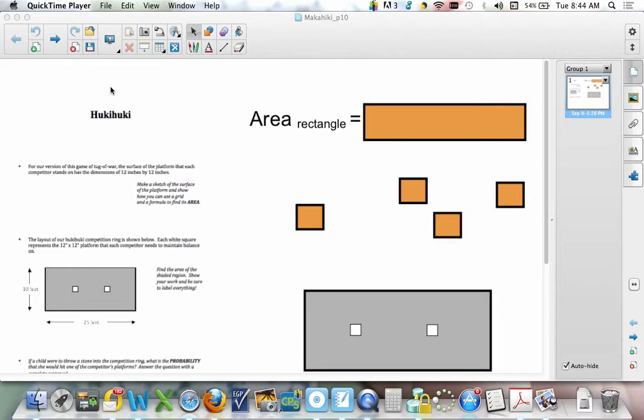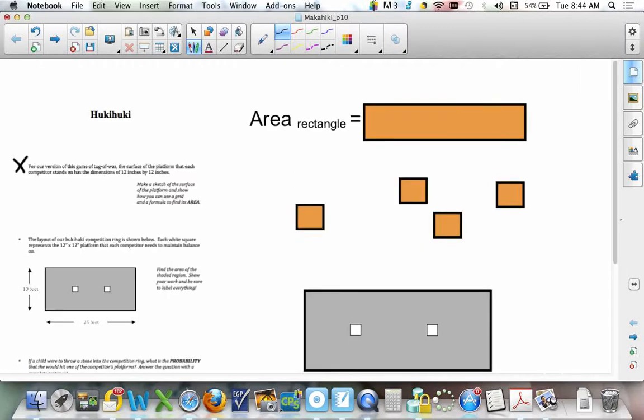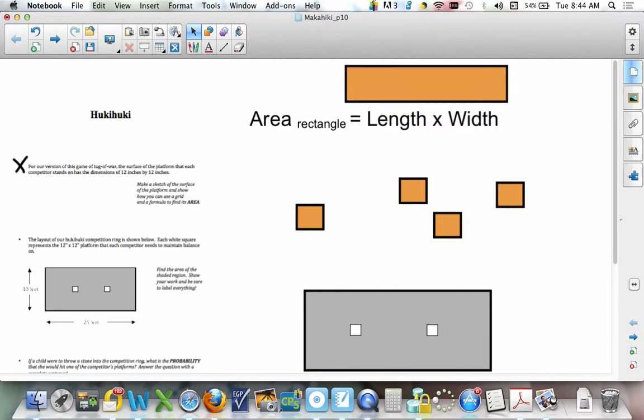For our version of tug of war, the surface of the platform that each competitor stands on has a dimension of 12 by 12 inches. It says, make a sketch of the surface of the platform and show how you can use a grid and a formula to find its area. So if I want to know the area of a rectangle, I can say that it's going to be length times width. The length of the side times the width of the side will give me the area.